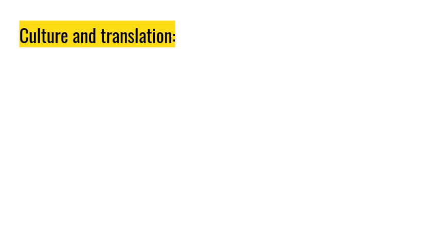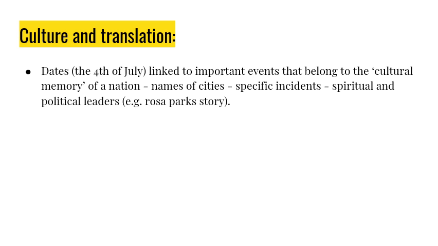A final note in this chapter is on culture and translation. Dates like the 4th of July, for example, or the 6th of October for us Egyptians are linked to important events that belong to the cultural memory of a nation. Names of cities, specific incidents, spiritual and political leaders, for example, all these are really important to be known by the translator. So the translator has to have an idea about all these names of important cities, specific incidents, and so on, in both the source and the target text.